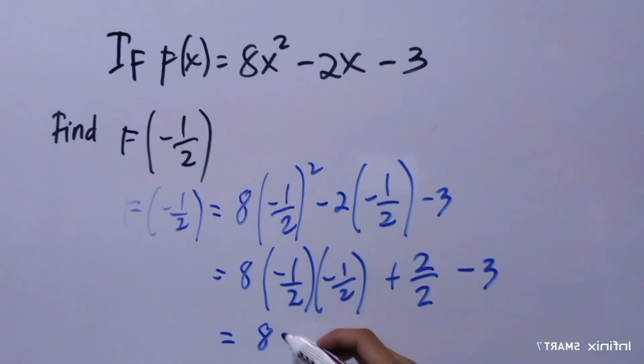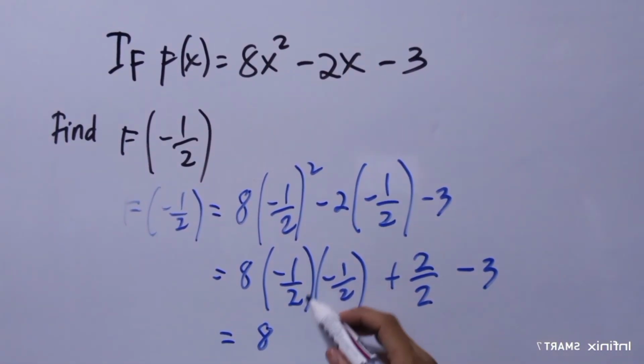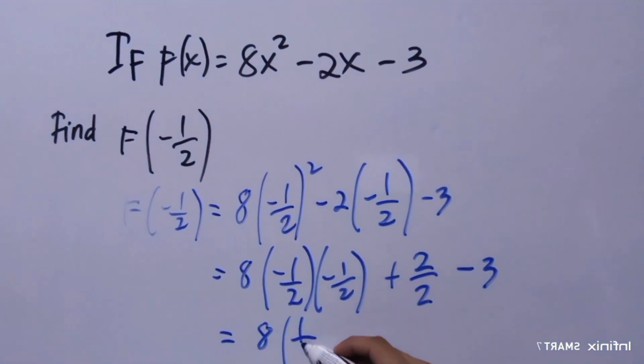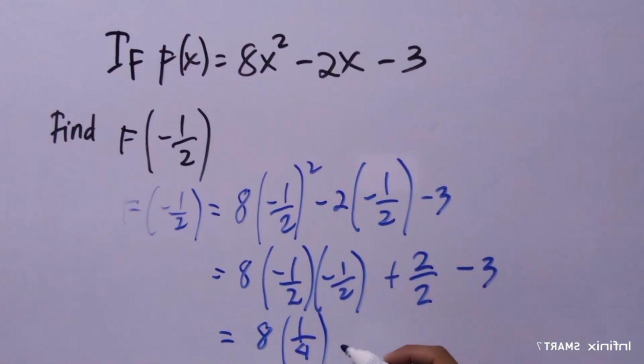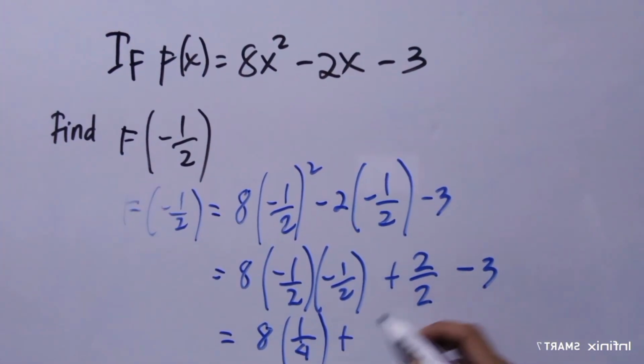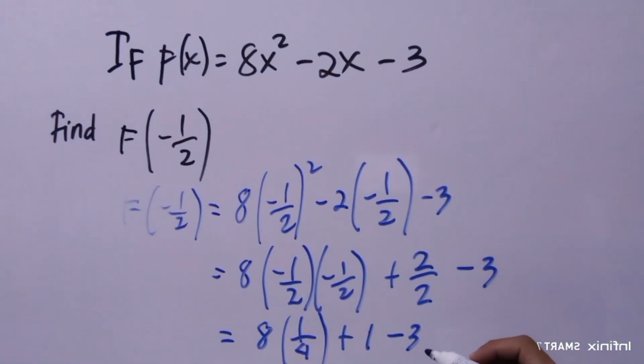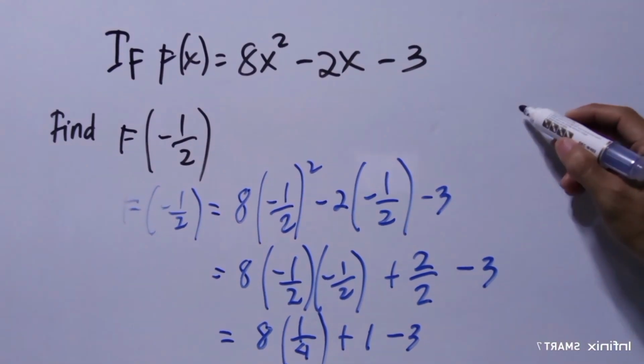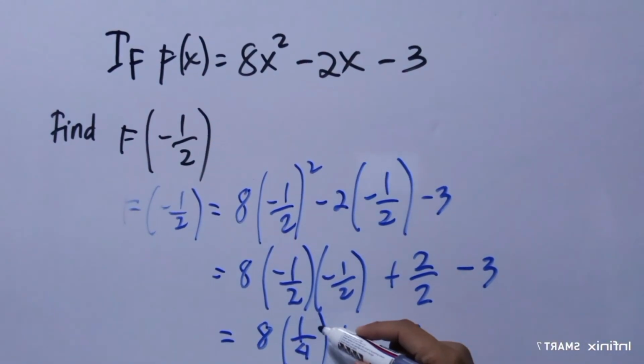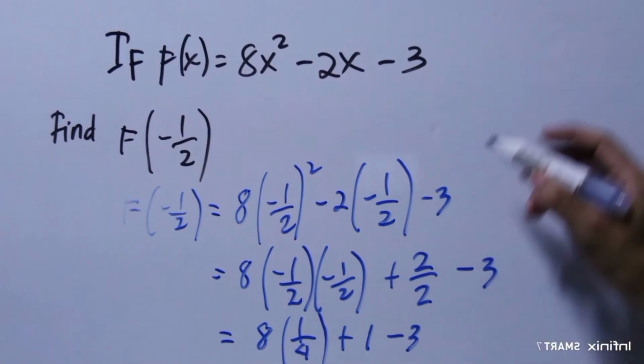Equals 8. Okay? Then, this is positive 1/4. Okay? Times positive 1/4. Kita pa. Then, plus 1. Kasi 2 divided by 2 is 1 minus 3. Okay? Dito tayo sa taas ha. Para makita. So, 8 times 1, that is 8 over 4.